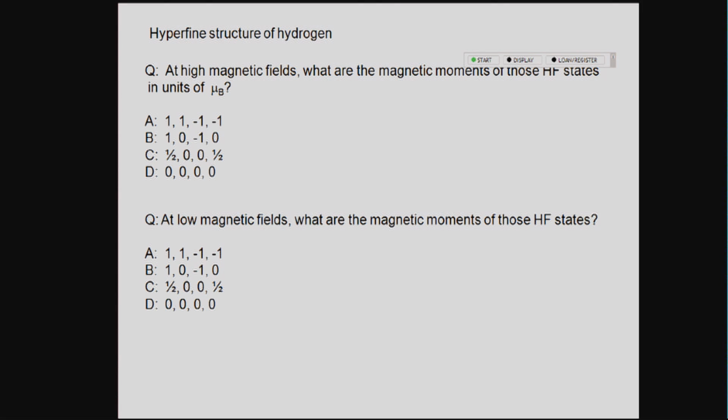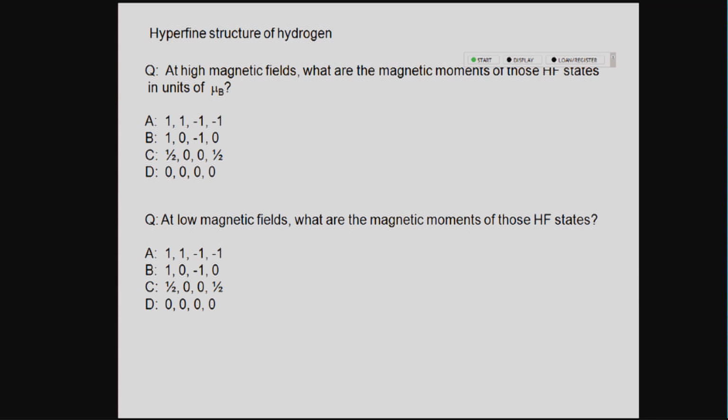So the question is, hydrogen in the ground state has 4 states because the electron has a spin up and down and the proton has a spin up and down. And 2 times 2 is 4. So we're talking about a multiplicity of 4.